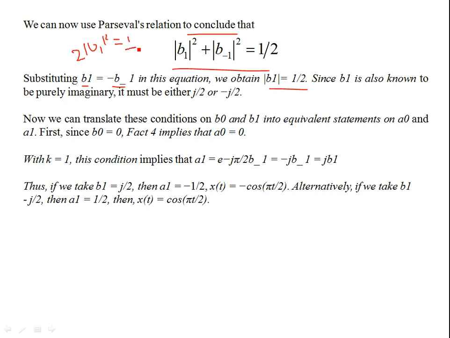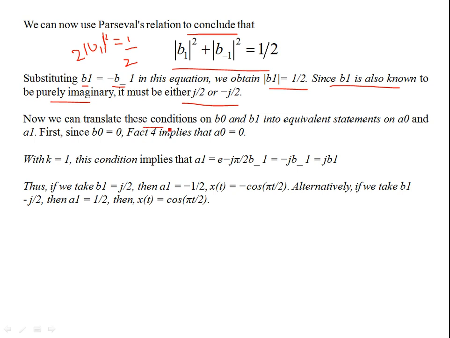So you take the square root. Magnitude of b1 mod square is 1 quarter, so magnitude of b1 is half. Since b1 is also purely imaginary, then it must be either plus or minus j by 2, right?